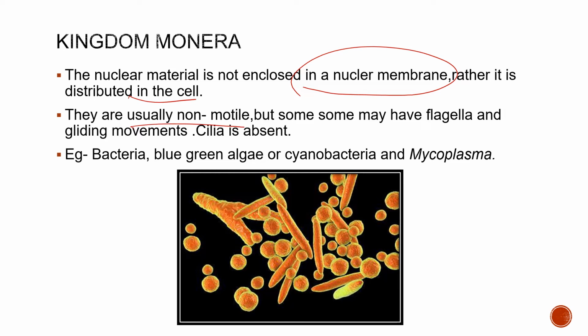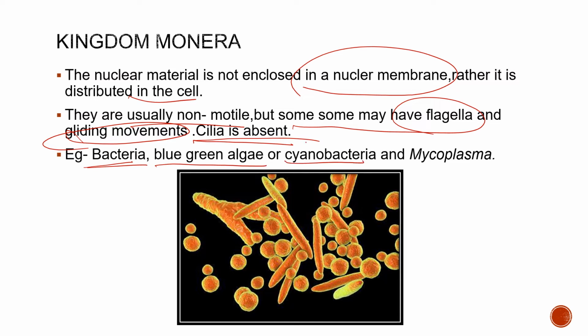They are usually non-motile, but in some, the flagella and the gliding movements are organized by the flagella. And cilia is totally absent in this Monera group. So the examples are bacteria. I have shown you the diagram in the previous slide. Blue-green algae or cyanobacteria, that also I have shown, the Nostoc. And this one is the Mycoplasma, that is, it is without cell wall. This is also under kingdom Monera and it is without the cell walls.